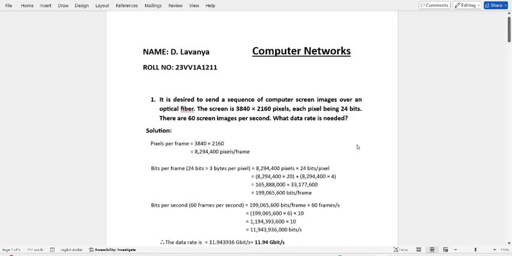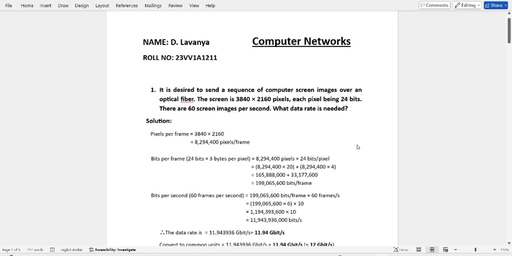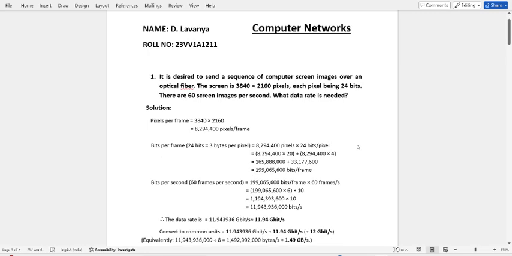Our first problem is: it is desired to send a sequence of computer screen images over an optical fiber. The screen is 3840 pixels by 2160 pixels, each pixel being 24 bits. There are 60 screen images per second. Now, what data rate is needed?